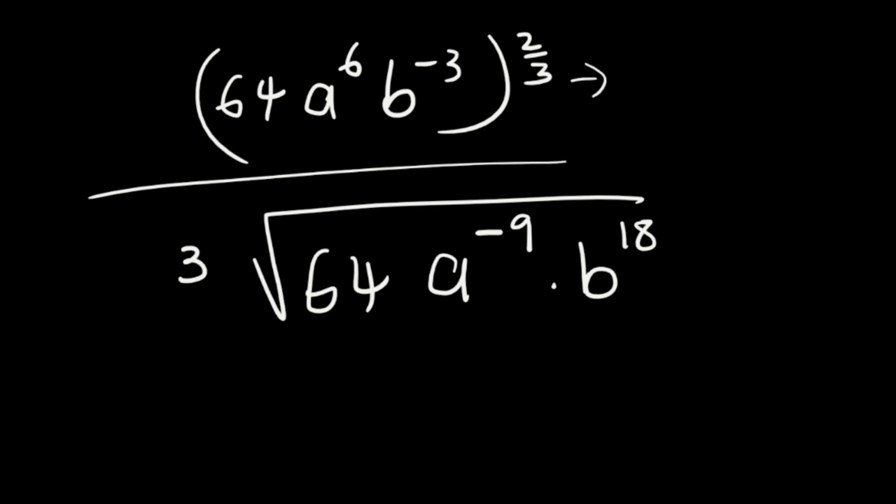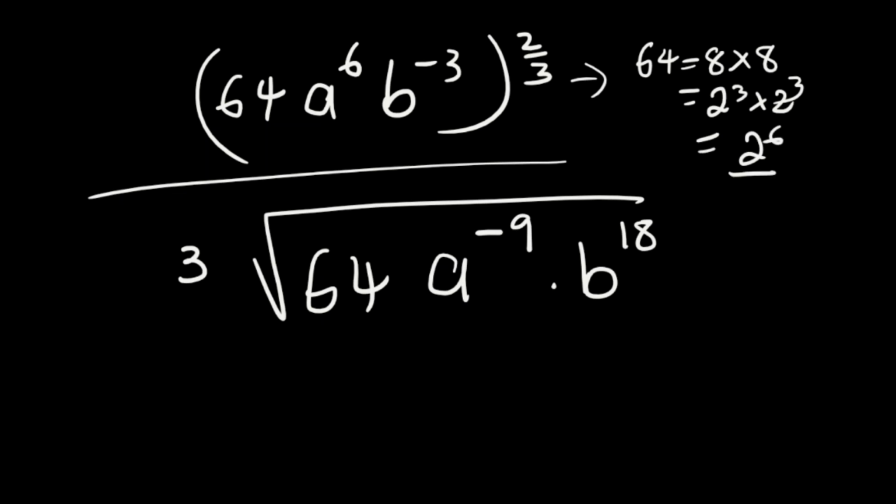So let's start off from the top. What we do is we change the 64. 64 is formed by what? 8 times 8, right? And 8 is formed by 2 to the power of 3 multiplied by 2 to the power of 3, and then it's going to be 2 to the power of 6, right? Because the same base you add exponents. So now you know that 64 is actually 2 to the power of 6, right? So from here, you're just going to write that down.